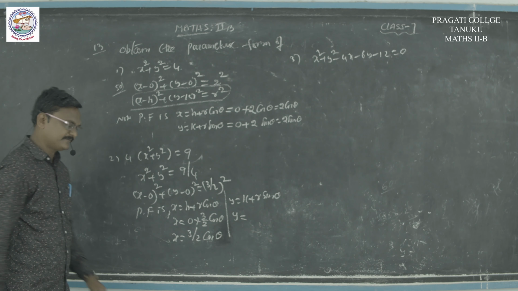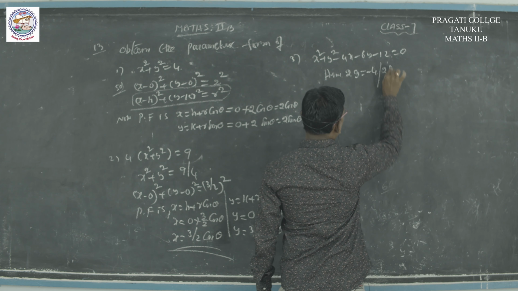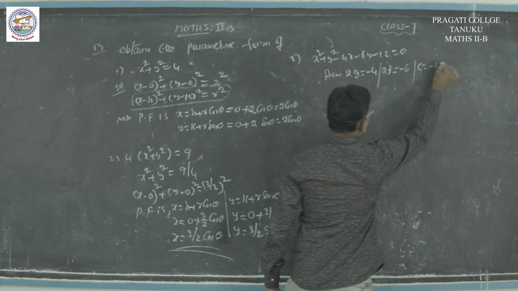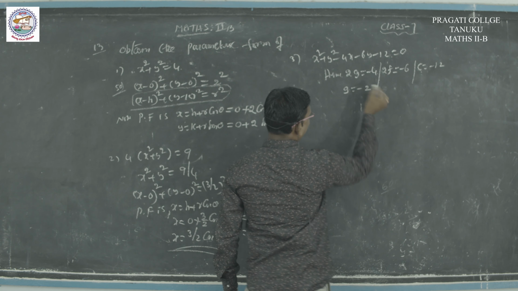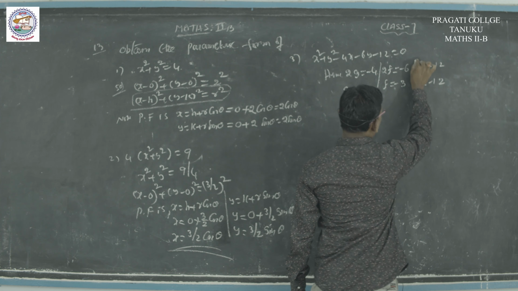That means x square plus y square plus 2gx plus 2fy plus c is equal to 0. So first, compare 2g is equal to minus 4. Do you know already the coefficient of x? And the next, 2f is equal to minus 6 and c is equal to minus 12. So from this, g is equal to minus 2, f is equal to minus 3, c is equal to minus 12.